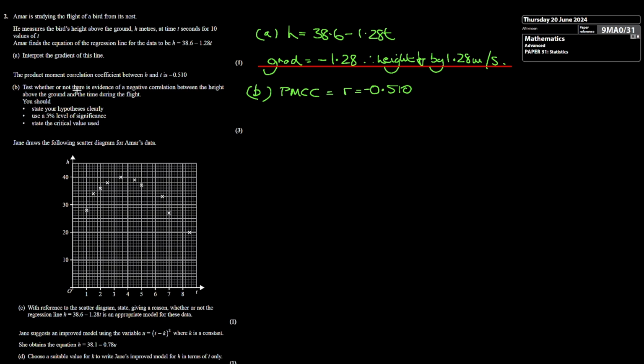Okay, whether there is or whether there is not negative correlation, our initial hypothesis should be that there is no correlation. And if we're to test for negative correlation, well, that means the correlation has gone less than 0. So our new hypothesis, H1, is that R is less than 0. So this is a one-tailed test.